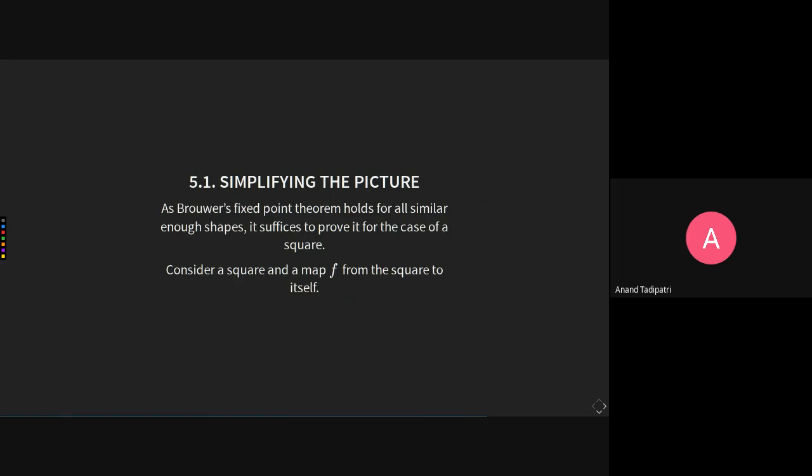Brouwer's fixed-point theorem, as we saw earlier, is a theorem concerning circles, disks, maps, fixed points, and so on. And we've seen that it's not strictly necessary to have these circles all the time. It's fine to pick a square or a hexagon as long as it's sufficiently circle-like. Because it's convenient going on, I've chosen to prove it for a square without loss of generality. So let's assume we have a square and a map f going from the square to itself.